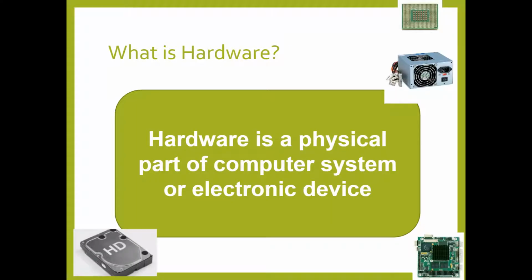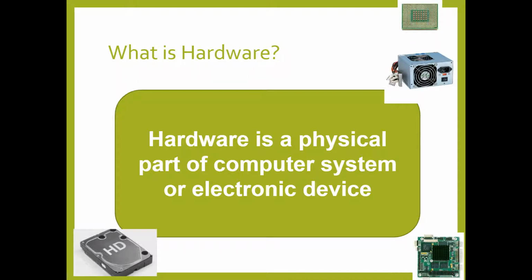So, what is hardware? Hardware is a physical part of a computer system or electronic device. So a computer system, things like your PCs, your laptops, that sort of thing. An electronic device could be anything else. Cameras, phones, you name it. It's electric and it has hardware in it. It is an electronic device.